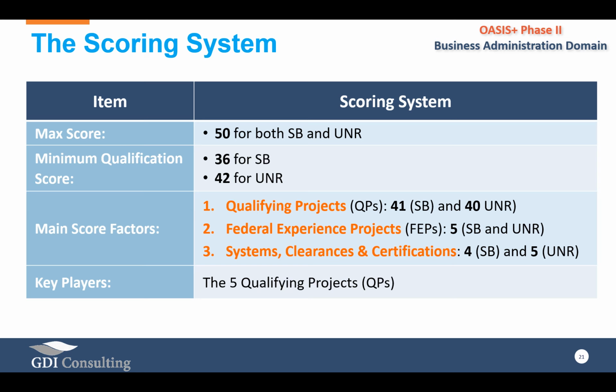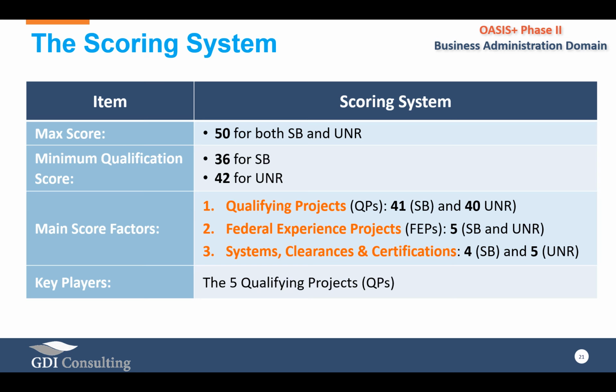Now, how do you get these points? There are three main score factors: qualifying projects or QPs, federal experience projects or FEPs, and systems clearances and certifications, or systems and certs, we call them. So you can see that it's 41 for small business or 40 for qualifying projects for unrestricted. Now, I'm going to use the term QP instead of qualifying projects each time. So please be familiar with this.